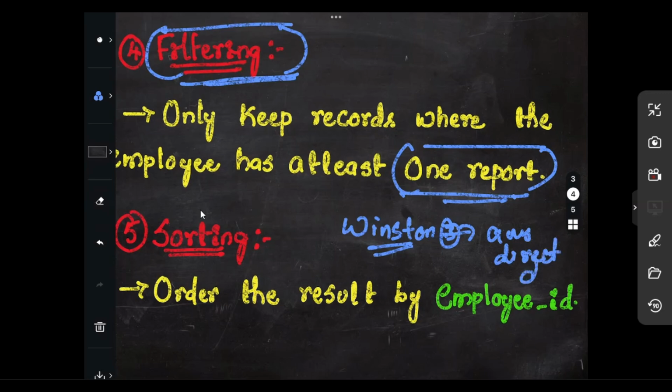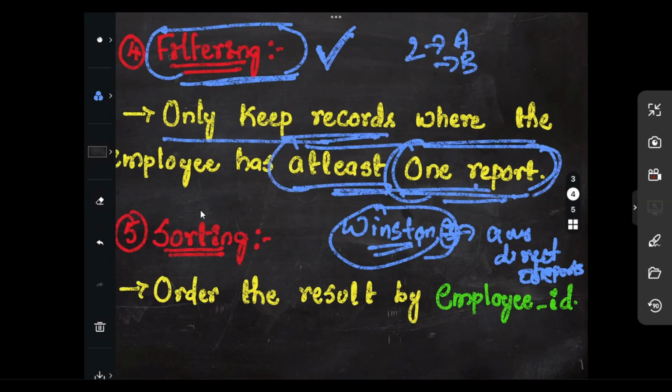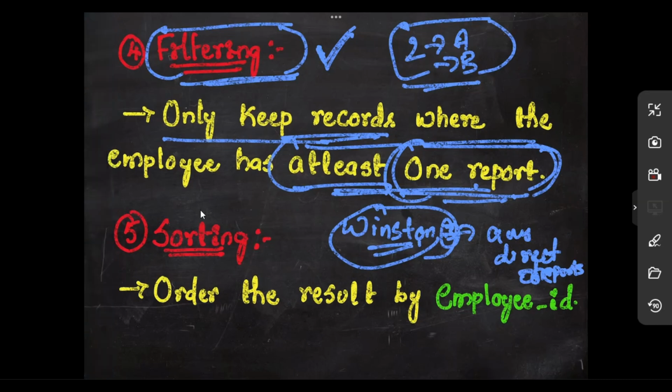In this case, Winston didn't have any direct reports. So that's why we ignored Winston. We considered Hersey because Hersey had two direct reports, nothing but Alice and Bob. So that is the reason we go with the filtering here. We will keep only records where the employee has at least one report. So we considered only Hersey in this case, who had direct reports Alice and Bob. So this is fine.